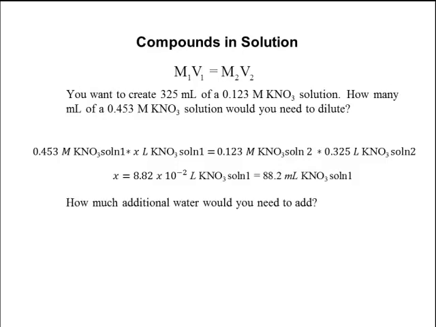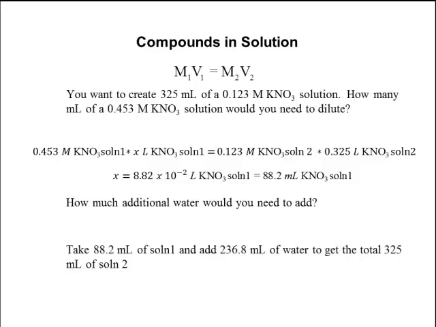So how much additional water am I going to need to add to that 88.2 milliliters? Well, I know I want a final volume of 325 milliliters, so I just want the difference between those. So if I take 88.2 milliliters of solution 1 and I add 236.8 milliliters of water, that will give me a total volume of 325 milliliters. So the potassium nitrate is coming from solution 1, and all of the moles of potassium nitrate from solution 1 end up in solution 2. It's just we've added more water, we've got a larger volume, we've diluted that concentration down.